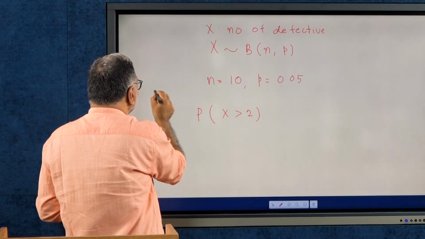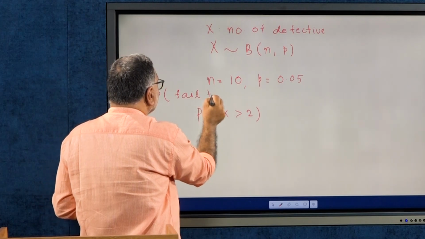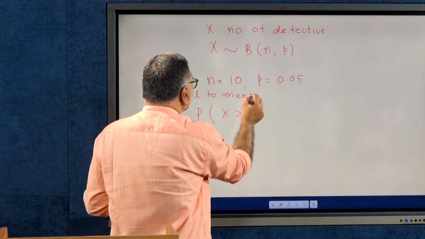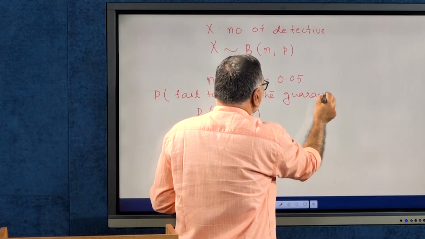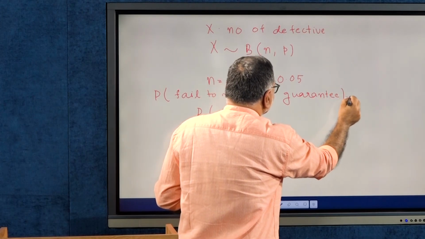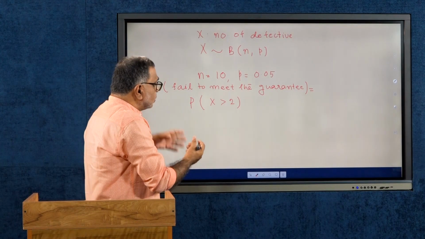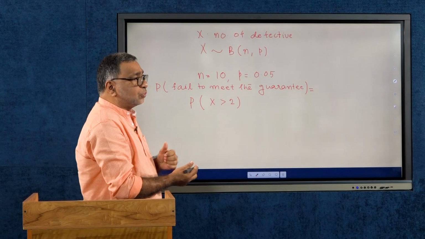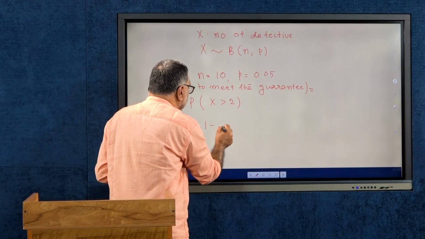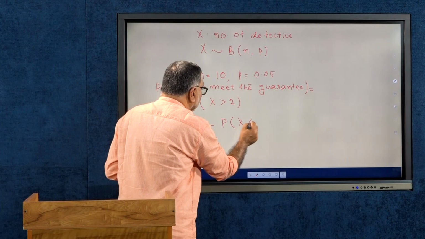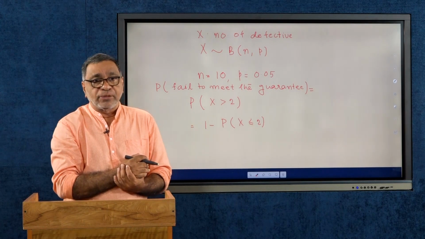So the probability of failing to meet the manufacturer's guarantee, stating that in terms of the random variable, is equal to the probability that X is greater than 2. The probability of X greater than 2 we can write as 1 minus the probability of X less than or equal to 2, by taking the complement.